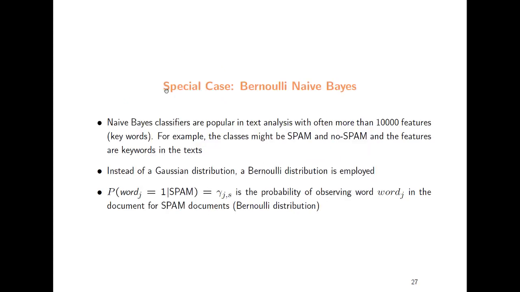And there's also a corresponding naive Bayes classifier for other distributions. So here we are considering the Bernoulli naive Bayes classifier, which means that features are 1 or 0. They have been popular in text analysis with often more than 10,000 features, so 10,000 keywords we are considering in a text. So for example, the classes might be spam or no spam, and the features are the keywords in the text.